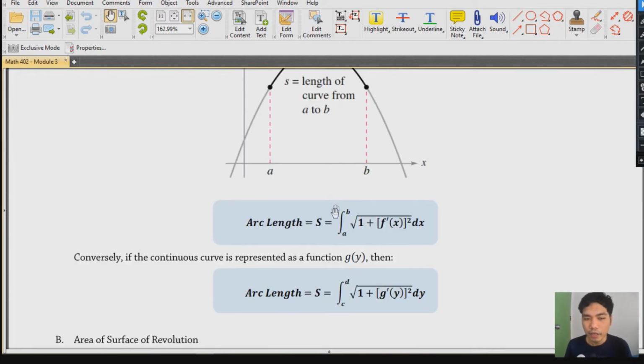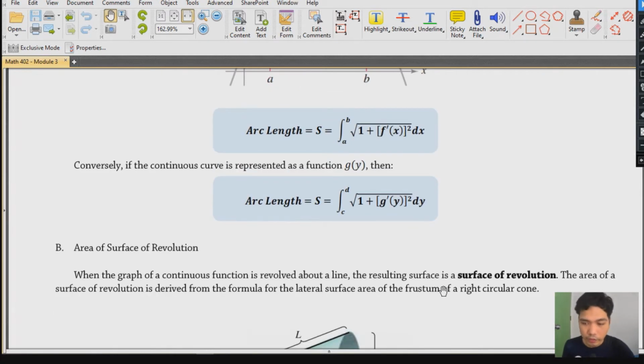We have this arc length equal to S, that's our designation, and then it could be from a to b of the square root of 1 plus the square of the derivative of f of x, dx. Then kung gusto naman mo in terms of y, so we have c to d, and that's the square root of 1 plus the derivative in terms of y, squared, dy. So ganun siya ginagawa. And then what about the surfaces of revolution?